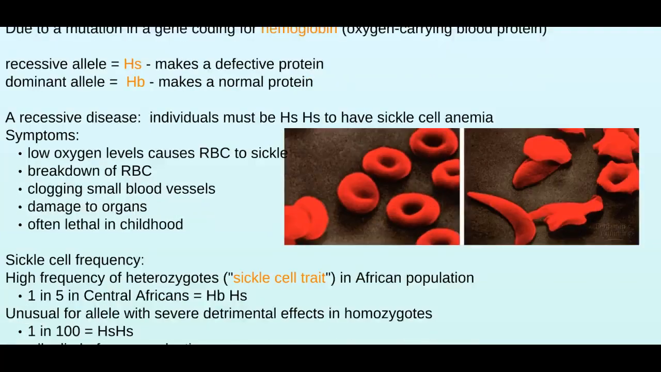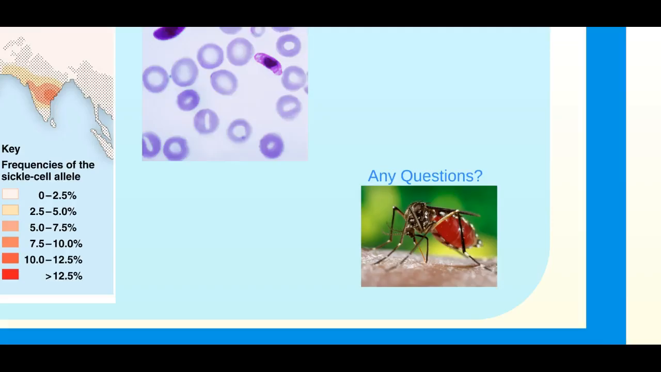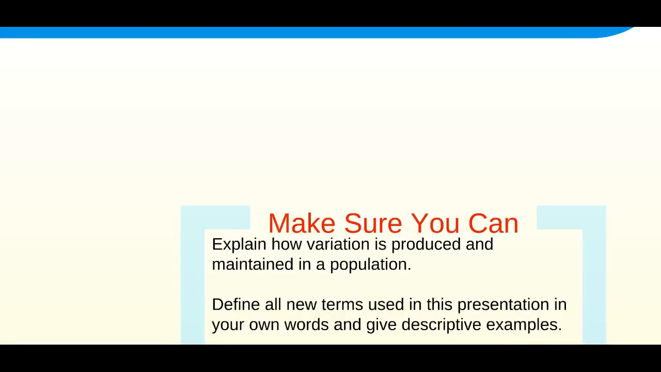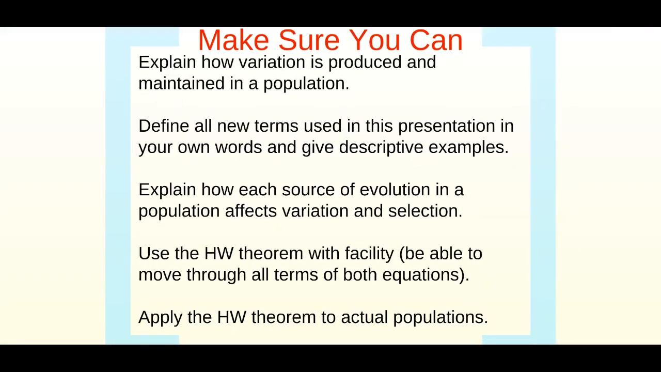And so as always, you want to make sure that you write down any questions that you have so you can bring those to class. And finally, you want to make sure that you are able to do a couple of things with your notes. You do need to explain how variation is produced and maintained in a population. The vocabulary here is going to be really important. So you need to be able to define all of the new terms used in this presentation in your own words and be able to give descriptive examples.